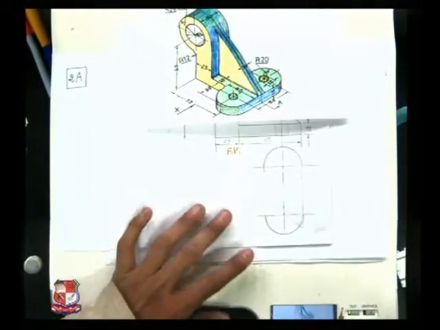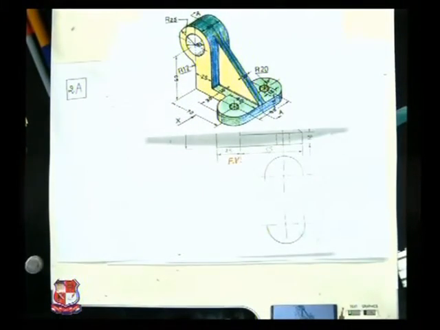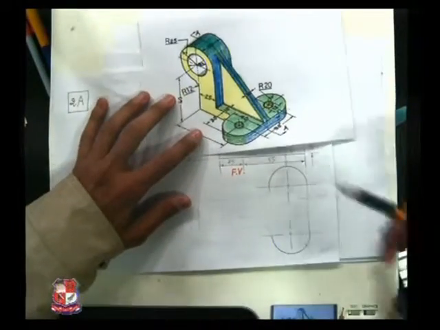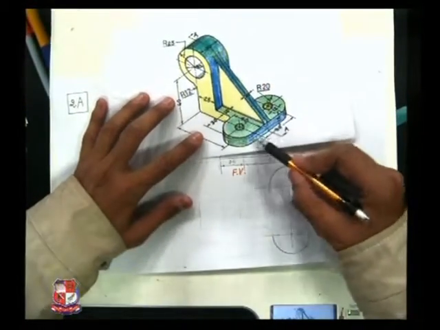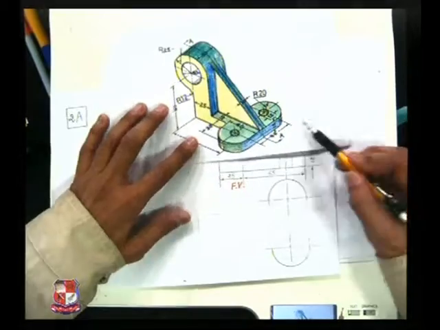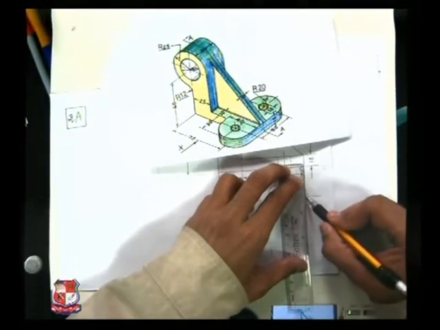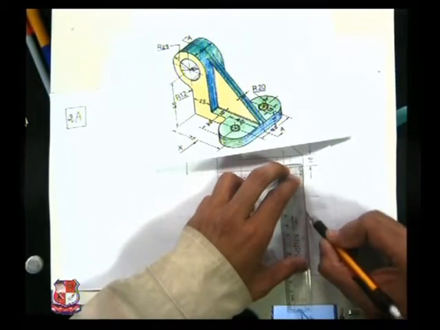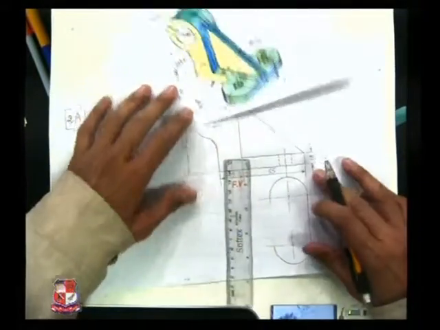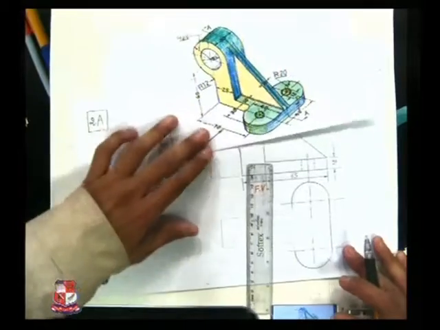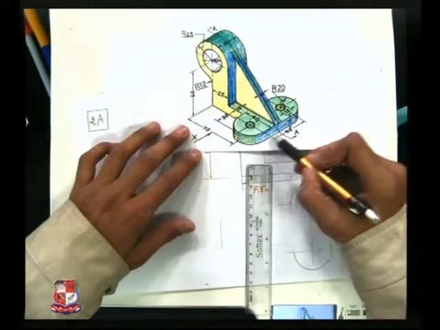Then if you look from the top side, here both these arcs are joined with a straight line. It could be seen over here. So here join these two arcs with a straight line. It's a fully visible straight line, like this. Now we have drawn this edge.